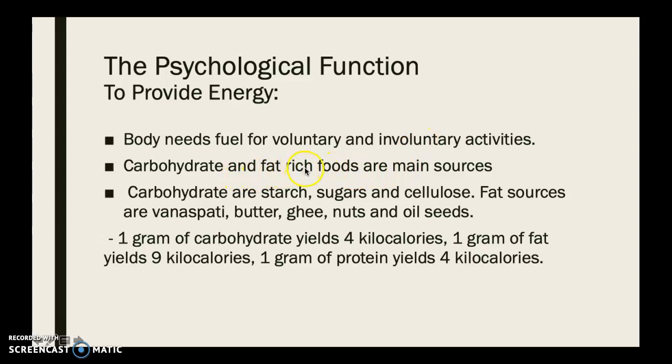Now carbohydrates and fat-rich foods are the main sources which give us energy. Examples of carbohydrate foods are starches, sugars and cellulose. And examples of fat sources, for example, vanaspati, butter, ghee, nuts and oilseeds, all give us energy. It is very important to remember that 1 gram of carbohydrate gives us 4 kilocalories of energy, and 1 gram of fat gives us double the amount, that is 9 kilocalories of energy. And 1 gram of protein gives us 4 kilocalories of energy.